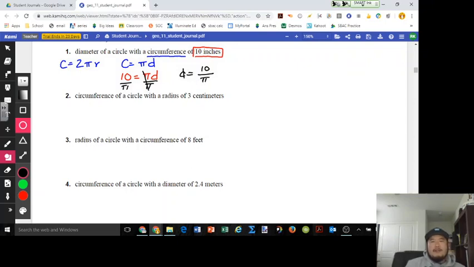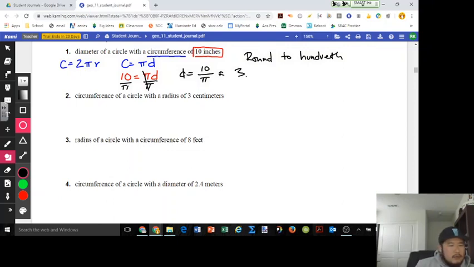Now, they may ask you for exact answers, and this would be the exact answer. I believe in big ideas, they actually have you round to the hundredth. Okay, so round to the hundredth. And if you use your calculator and take this and round to the hundredth, you get approximately 3.18 inches. And that would be the diameter of the circle.